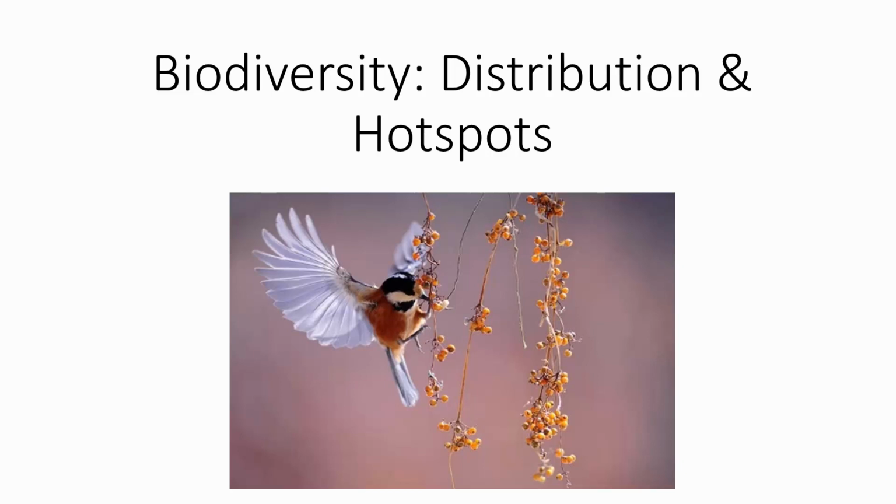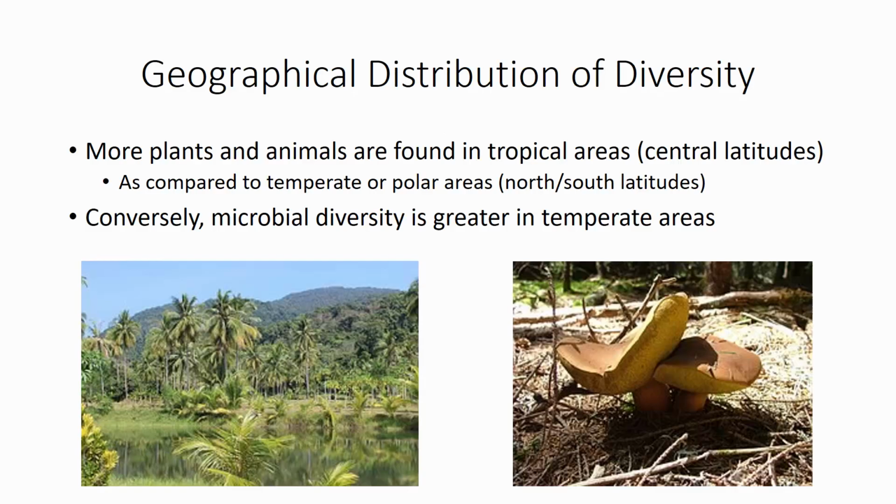Biodiversity is not the same all across Earth. There are definitely some areas where we see larger biodiversity than others. If we're talking about biodiversity of plants and animals, we see the most biodiversity of these creatures in tropical areas, which are those central latitudes around Earth's equator.